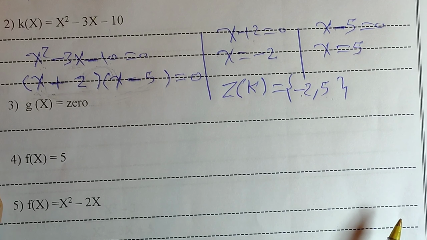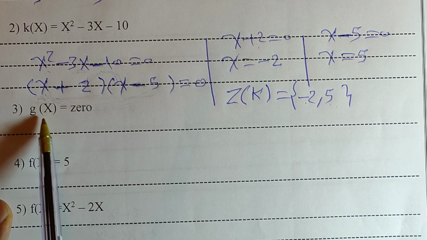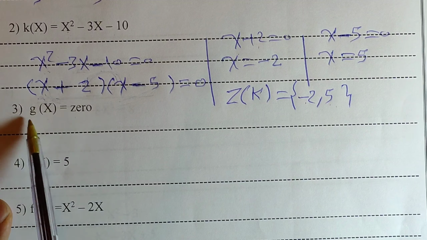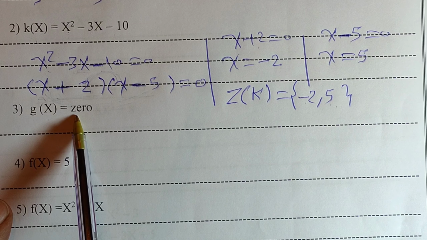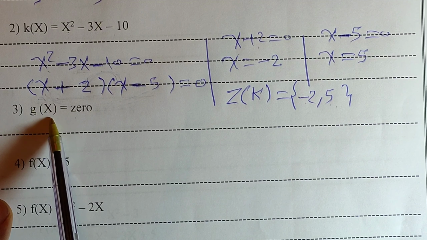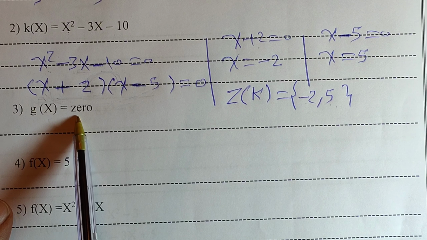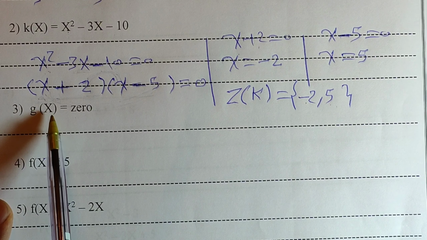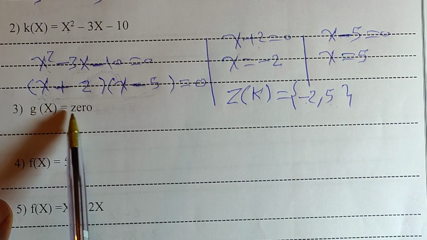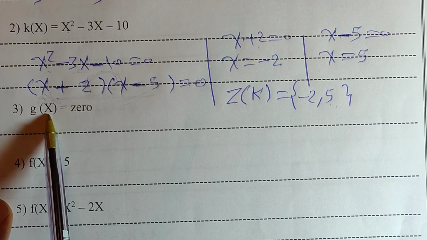Another example here, g of x equals 0. I think this is the y-axis. How can we get the numbers which if you substitute it instead of the x, the values will be 0? I think all the real numbers we can substitute in x.